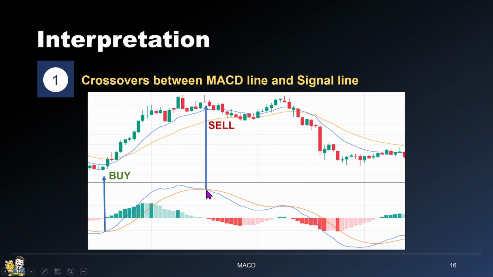Here we have a crossover below the signal line. The histogram turns red, and that's a sell signal. A second buy signal happens here, and here we have a beautiful sell signal which anticipated the upcoming downtrend. These simple signals can already lead to some very profitable trades.